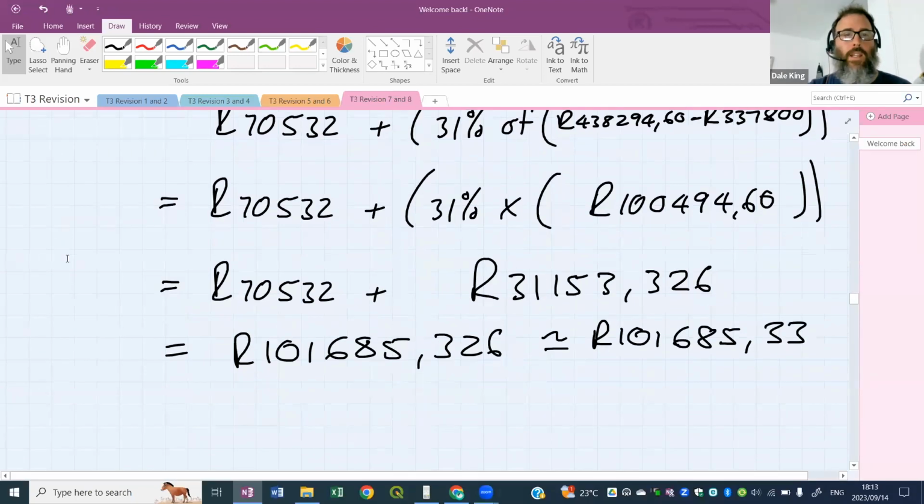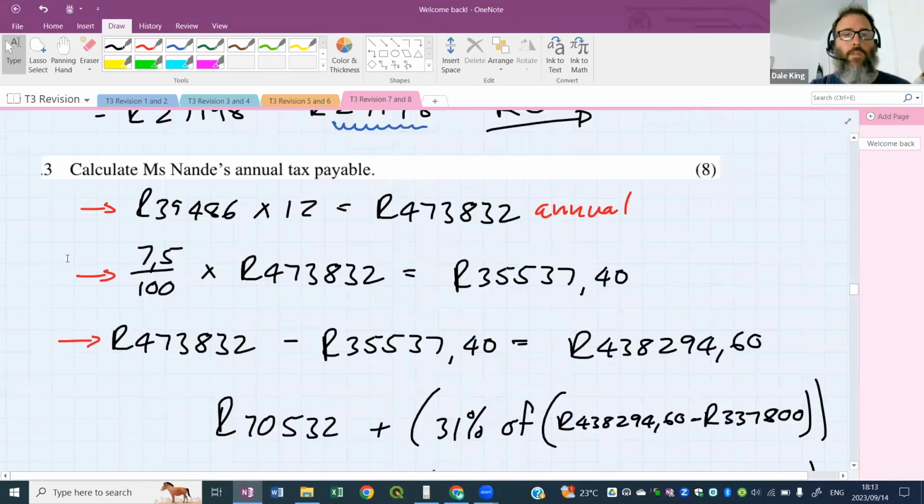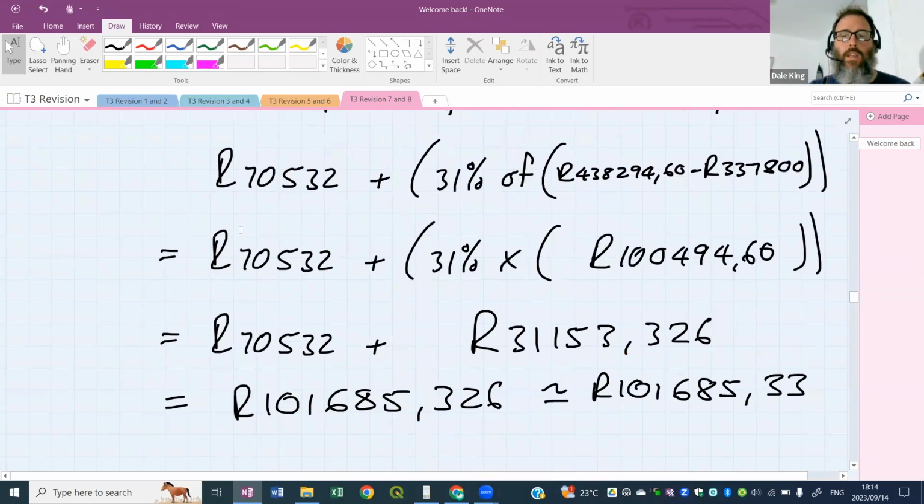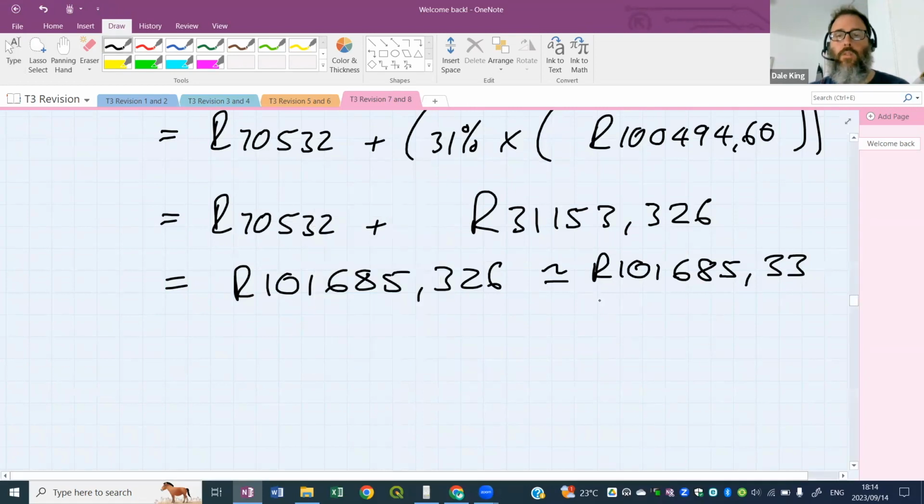I don't know. But that is the annual tax that is payable. Let's see the question. Calculate Ms. Nandi's annual tax payable. That is the annual tax payable over there. So that is the final answer there. 101,685,33. Yes, Tando. Good job. All right, so that's how we do that question.